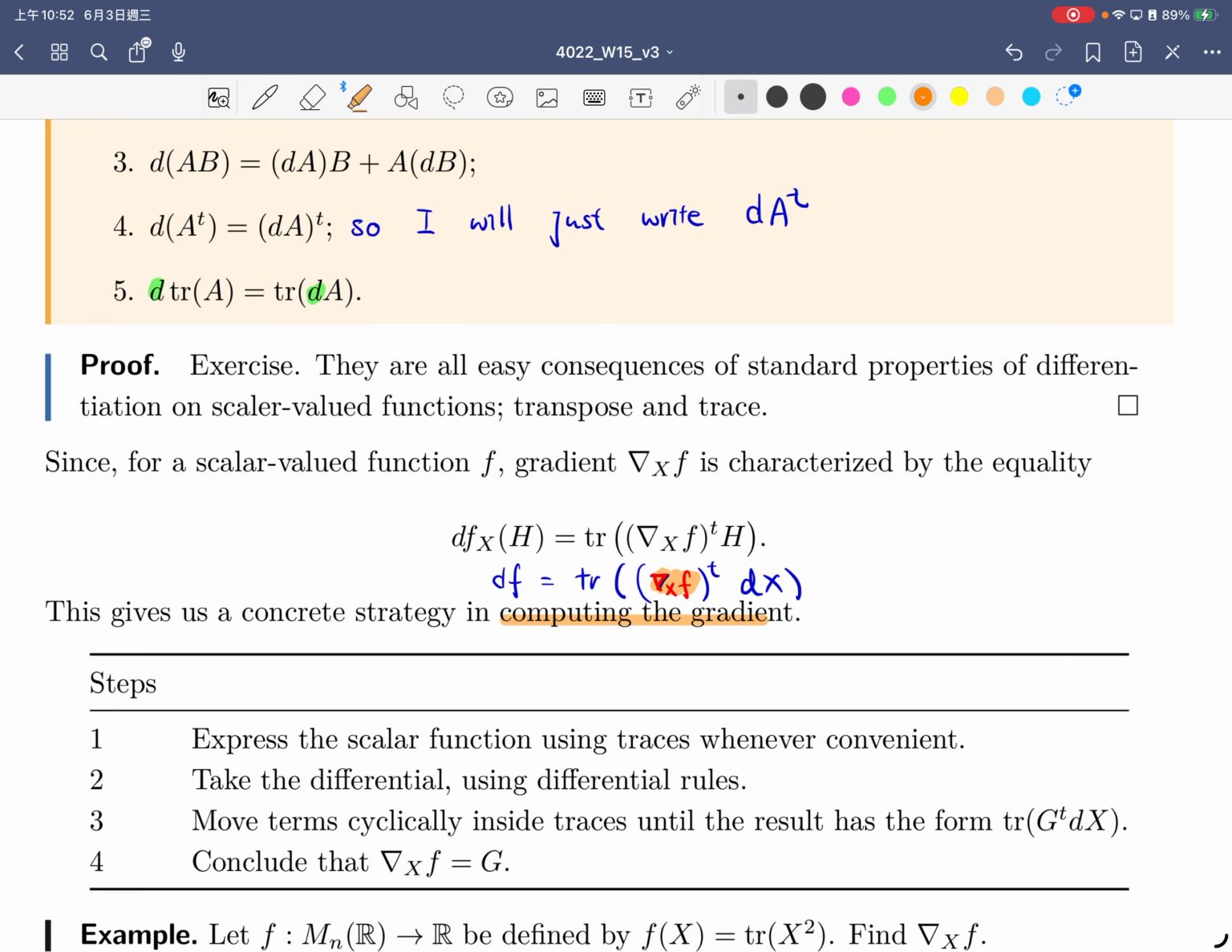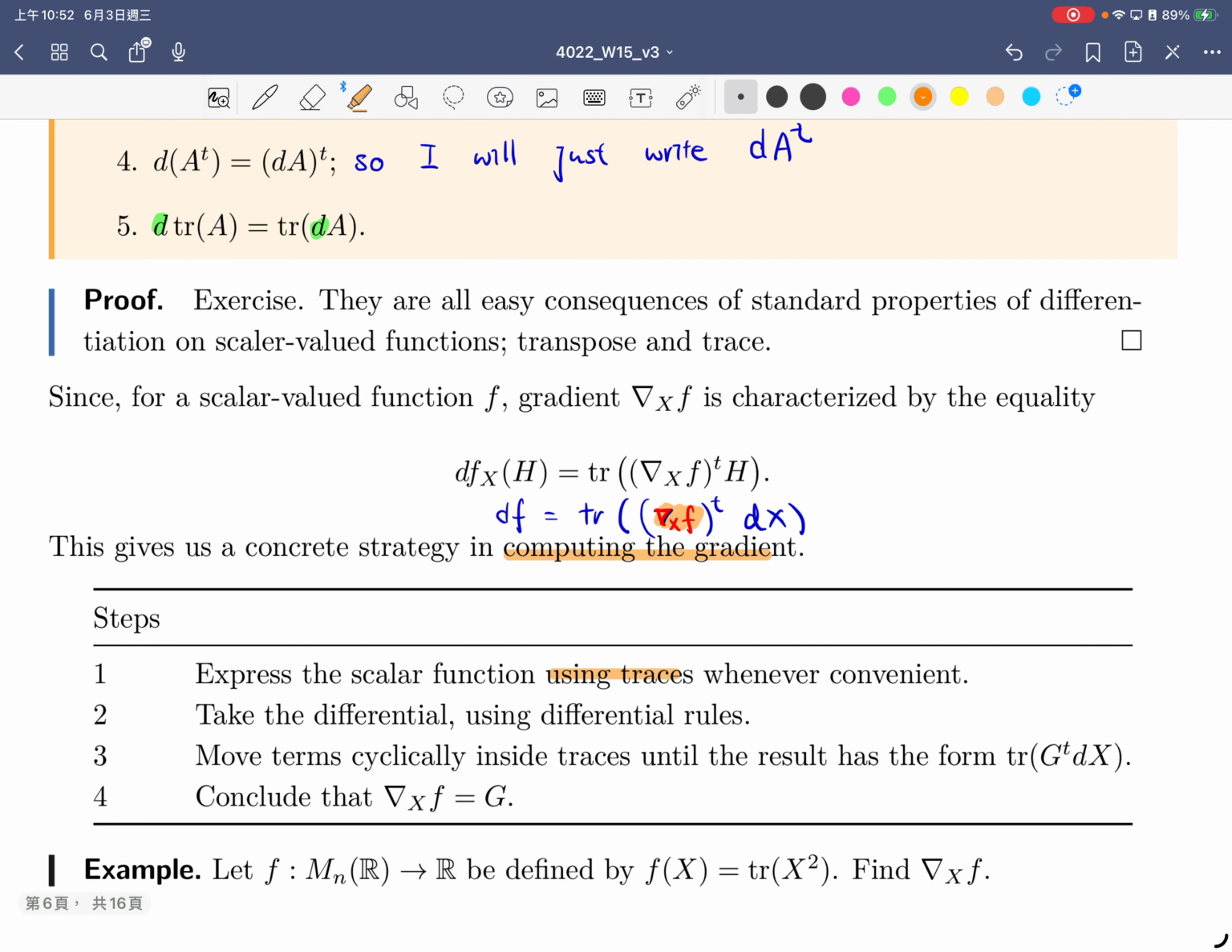Okay, the first step is you have a scalar-valued function and try to write it as a trace. Because at the end you want to write it as a trace, and then you start to take the differential, using the differentiation rules that I have above. And then you use standard properties of trace, okay? So what are the standard properties of trace that we know? The first one is trace of PQ is the trace of QP, if they're compatible and both defined, then it's true.